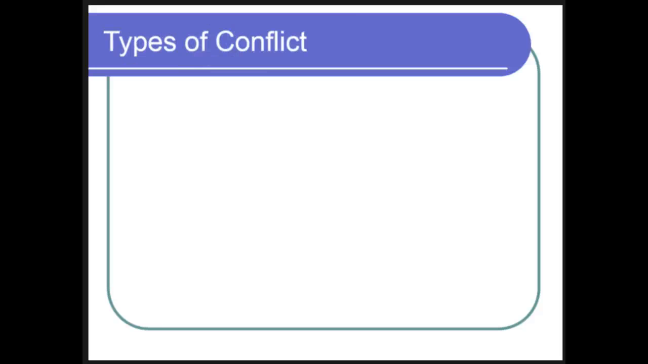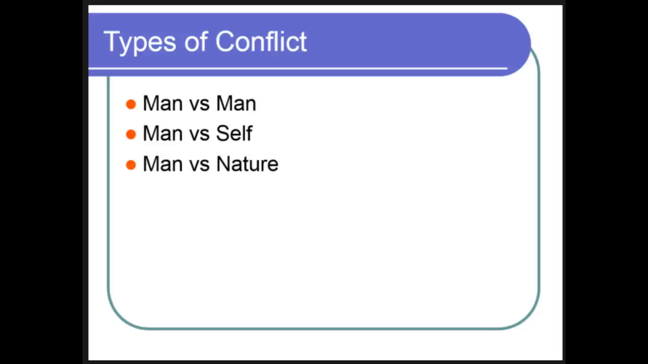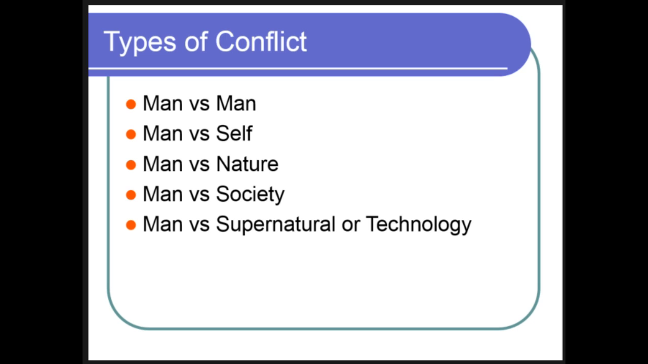From other literature, you know that there are different kinds of conflict, different types. Here you'll see man, but of course we mean human. So there's man versus man, one person against another, that kind of conflict. There's man versus self, a person in conflict with him or herself. Man versus nature, like actual nature, outdoors, the weather, wind, water, etc. There's man versus society, sort of the constraints the society puts on a person. And there's even man versus supernatural, like ghosts and zombies, or technology.